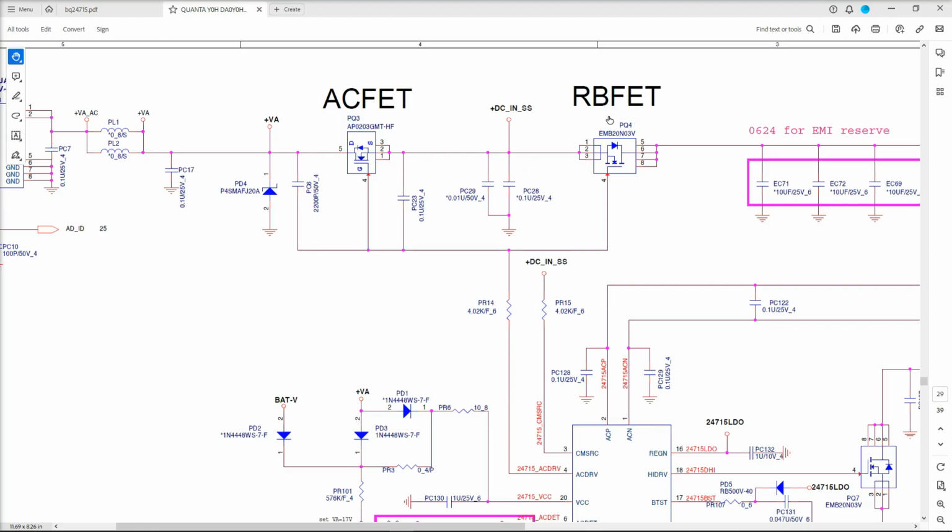The RB FET is the reverse blocking FET, which provides negative input voltage protection, and it prevents the voltage from the battery feeding back to the DC jack.